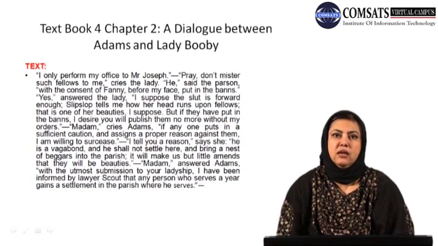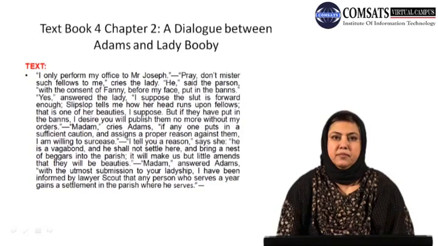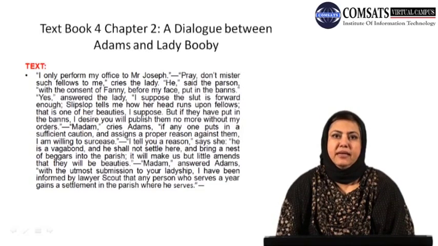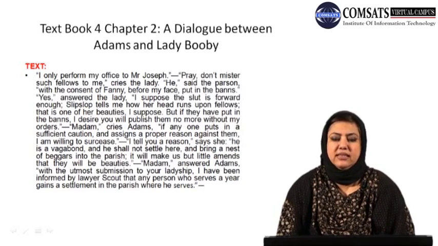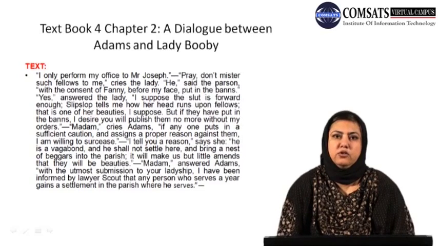When Parson Adams asks why after all he should stop the proceedings of the wedding, she says because Joseph Andrews is a vagabond and because they are not good people. And defending Joseph and Fanny, Parson Adams says that there is no sufficient evidence of any such thing. Plus, the lawyer Scout has already said that any person who serves a year gains a settlement in the parish. So, as such, nobody can stop Fanny and Joseph from getting married and being settled in the parish.